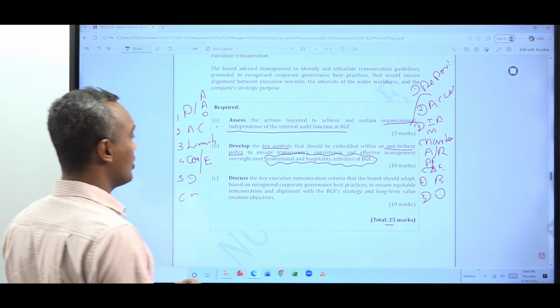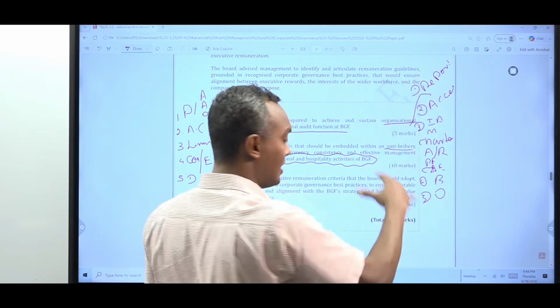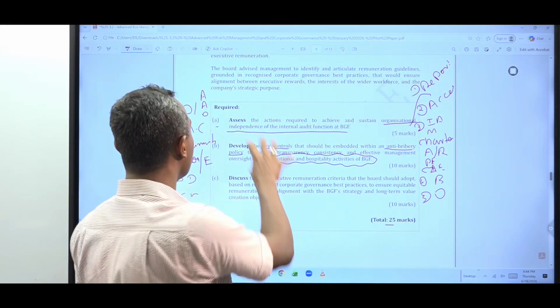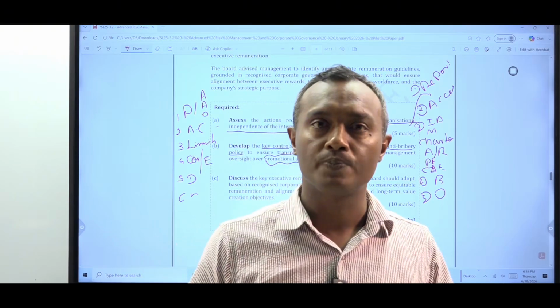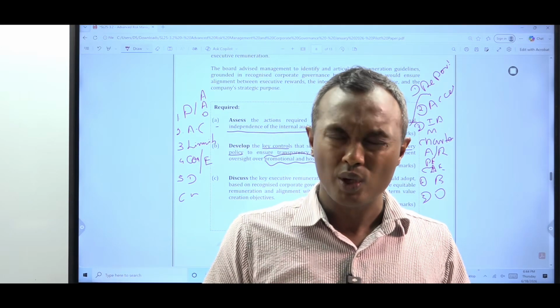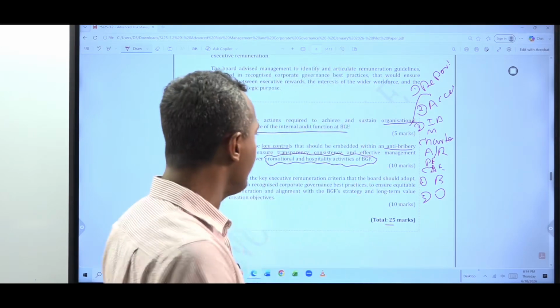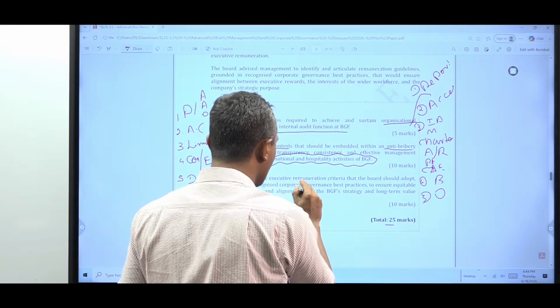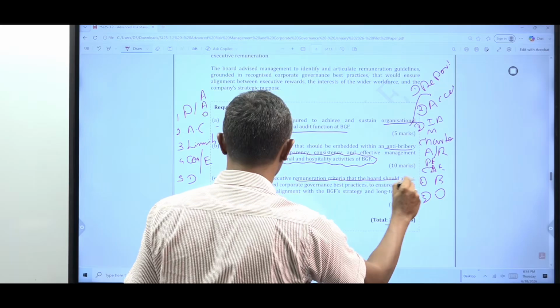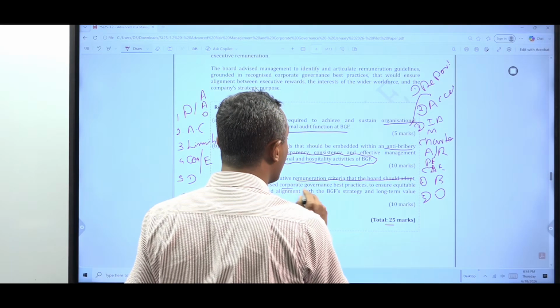Discuss key executive remuneration. For me, while the exam paper is 10 pages, the important parts are these small bits. We need to make a selection here. We need to go through the 3 questions and select 2. Now I see, oh my goodness, this is 15 marks, very easy. This one: discuss key executive remuneration criteria that the board should adopt based on recognized corporate governance best practice.